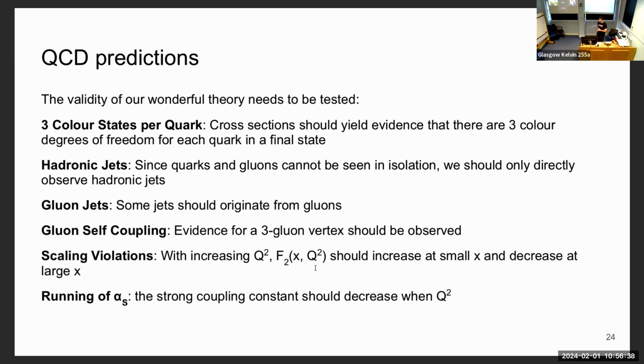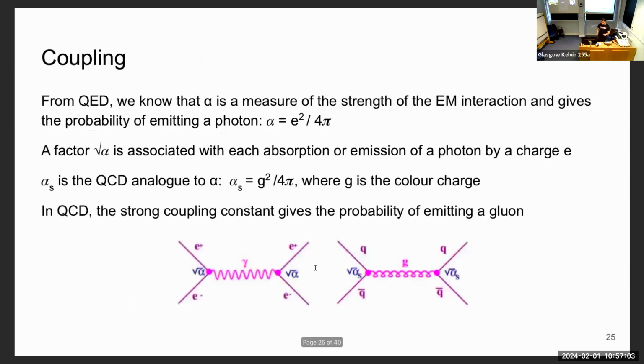And then we know from QED again, the coupling constant alpha is running with the energy involved in experiments. So we expect alpha S, the coupling constant for the strong interaction, should decrease when Q squared increases. So let's start with the coupling.